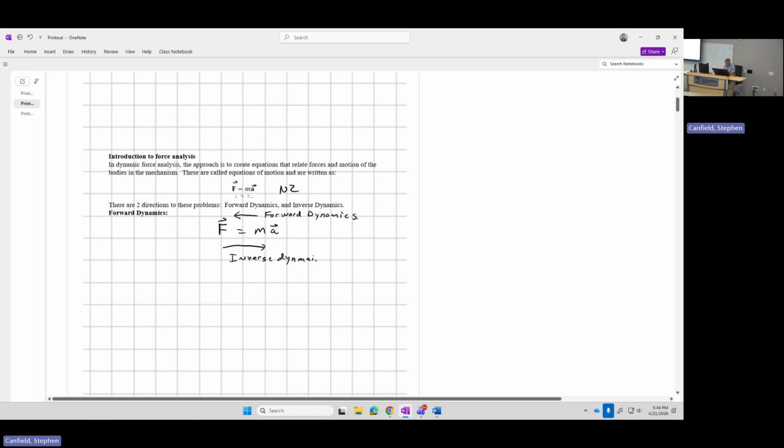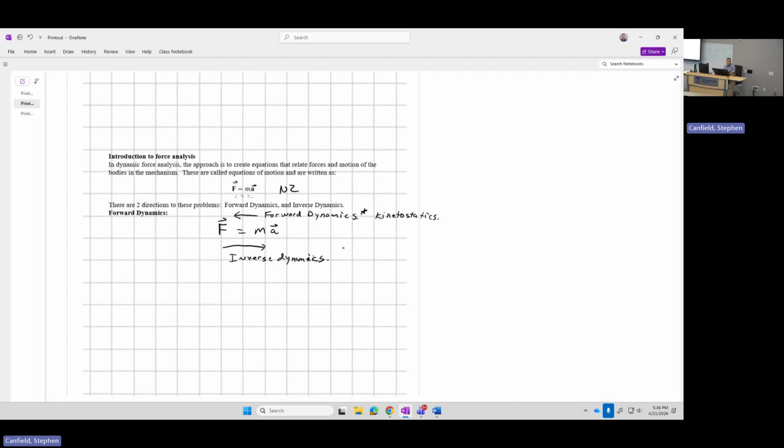The forward dynamics problem, that's the one we're going to be covering here, and sometimes we call that kinetostatics. Some might be a little snobbish and say, well, you're not really solving second order differential equations. And we're not going to. We're going to be solving linear equations for the forces. So they'll say, well, you're not doing dynamics. So maybe to avoid arguments with people that are a little snooty, we call it kinetostatics.